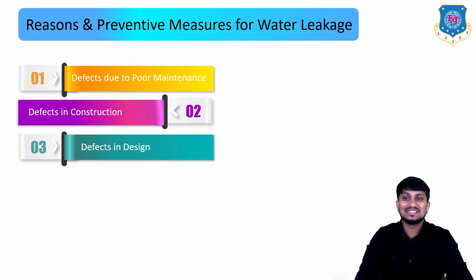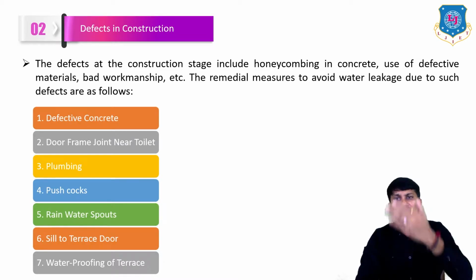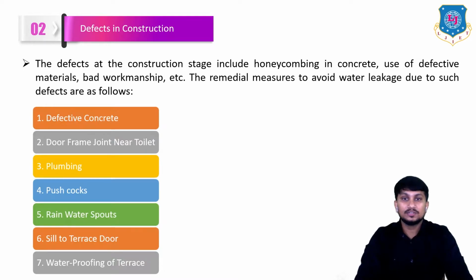Now the second is defects in construction. The defects at construction stage include honeycombing in concrete, use of defective materials, bad workmanship, etc. The remedial measures to avoid water leakage due to such defects are as follows. The first is defective concrete. Second, door frame joint near toilet. Third, plumbing. Four, pushcocks. Five, rainwater spouts. Six, seal to terrace door. And seventh, waterproofing of terrace. These are the areas where you can do the remedial measures to reduce the chances of water leakage in future during the construction.